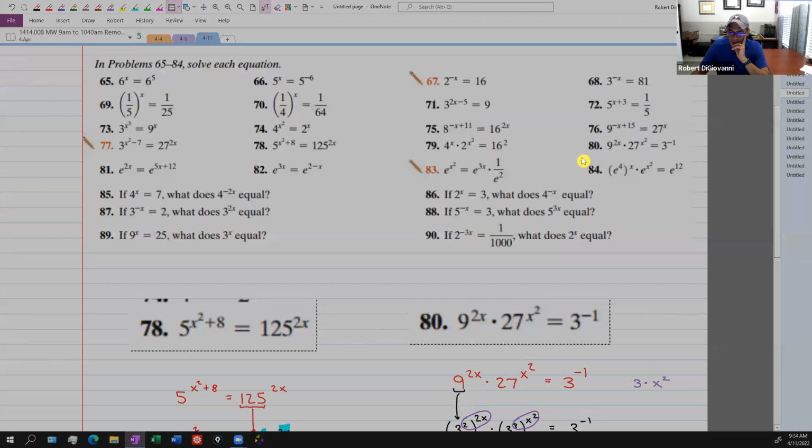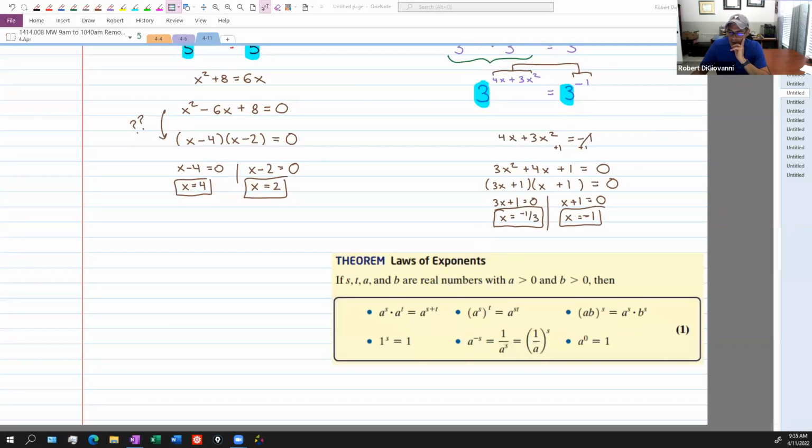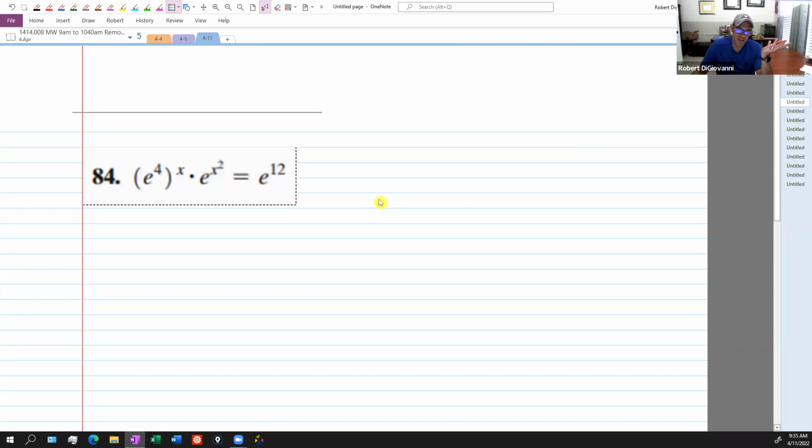Yeah, let's do this. Why don't you take a minute here and see if you can do this one on your own. It's not that it's harder, it's just using the same properties. The base here is E, which is different, but it may as well be a 5 or a 4 or 3 or something like that.